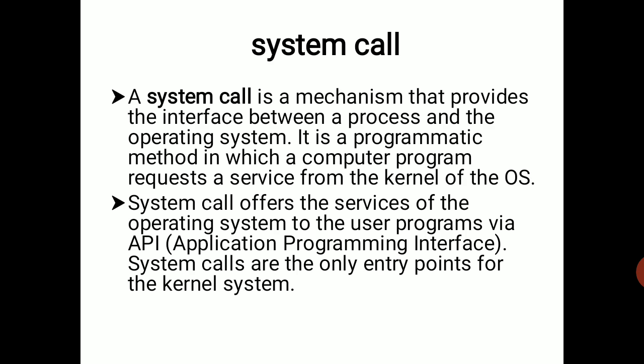Today we will learn about system call. It's one of the important topics in operating system. Let us see what is system call. A system call is a mechanism that provides the interface between a process and the operating system. It is a programmatic method in which a computer program requests a service from the kernel of the operating system.